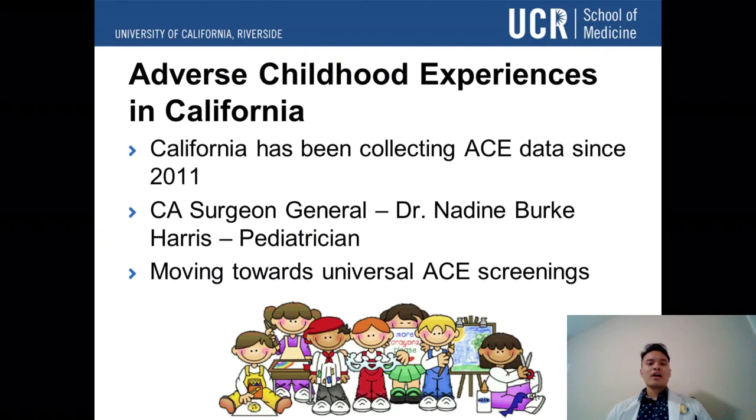So what they did was they looked at California and collected data from there. The California Surgeon General, Dr. Nadine Burke-Harris, a pediatrician, was the one that was accumulating this data. What this led to was moving towards universal ACE screening. So always looking at when a kid comes in, have they had any adverse childhood experiences? You want to be able to, as a physician or provider or some sort of care for the child, stop this before it further detriments their lives as they grow up.